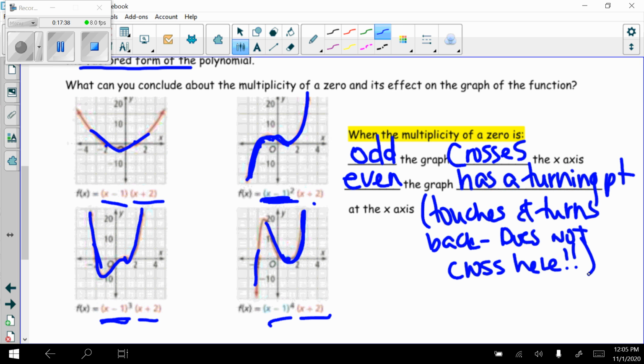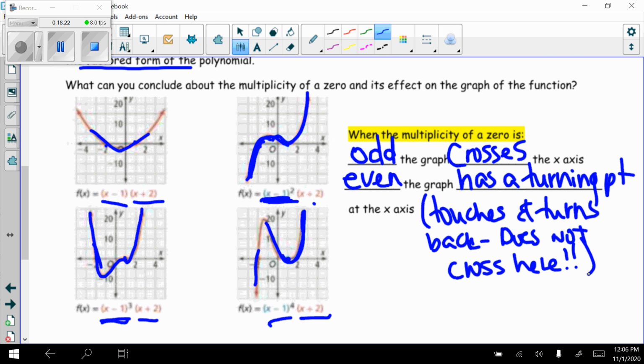All right, so multiplicity of a zero, again, that's how many times it appears. You're looking at the exponent of that factor. If the exponent is an odd number like 1, 3, 5, 7, 9, 11, your graph is going to cross through the x-axis at that zero. If the factor has an even multiplicity, so the exponent is like a 2, quantity squared, quantity to the 4th power, to the 6th power, to the 8th power, then our graph has a turning point at that zero, which means that it touches at that zero and then turns and goes back up. It does not cross through the x-axis.